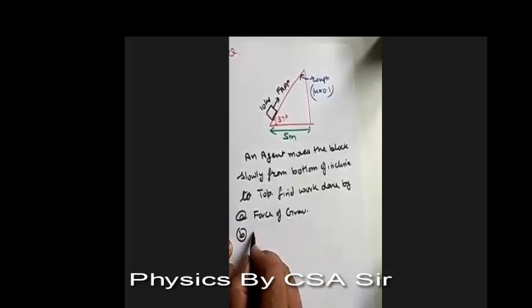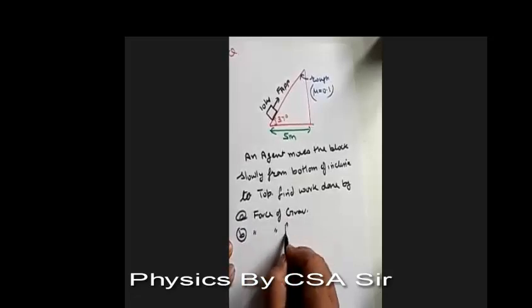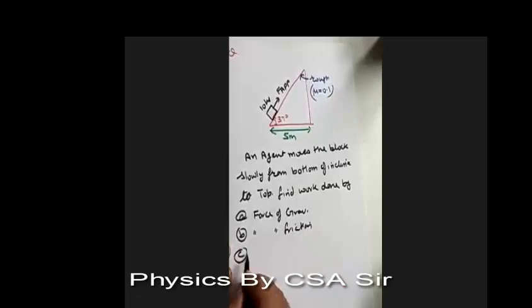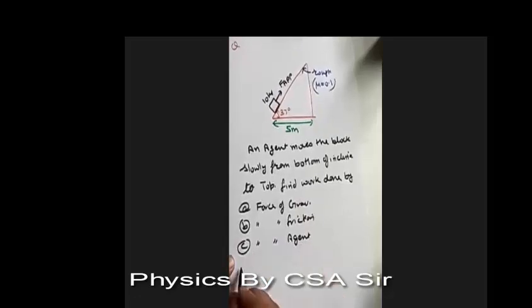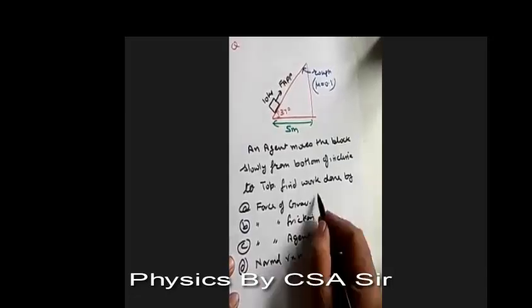फिर फोर्स ऑफ फ्रिक्शन, फिर फोर्स ऑफ एजेंट जो फोर्स अप्लाई कर रहा है उसका, तो लास्ट पार्ट में बाय नॉर्मल रिएक्शन। क्वेश्चन समझ आ गया सबको?